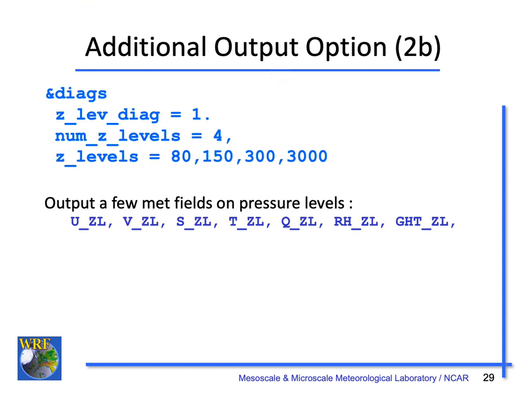The next option is similar to the one for pressure levels, but this one is for height. Again, we can set the number of and the height levels themselves for the data. The data also goes to output stream number 23.